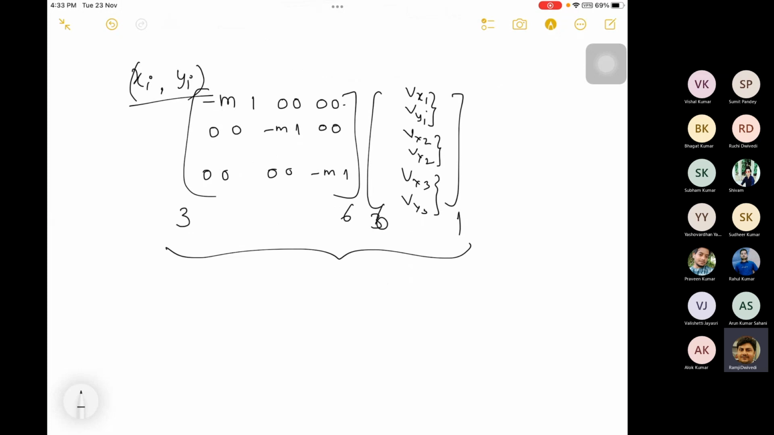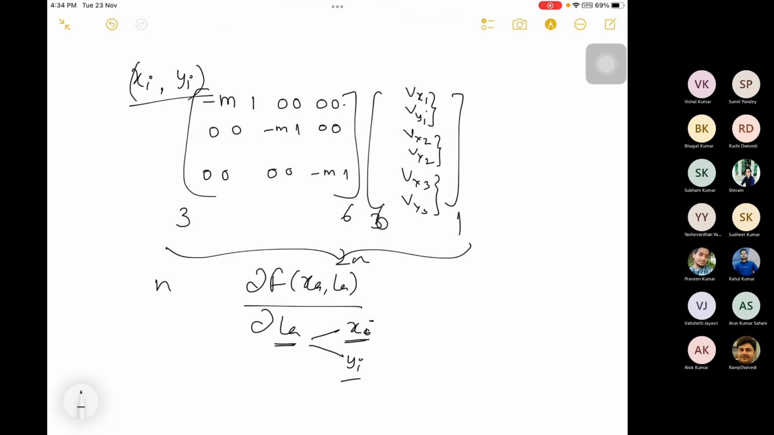This is the component with respect to del F of XA comma LA with respect to del LA. Now LA has two components. One is XI or YI, both the point coordinates, isn't it? You have the point coordinates as your observation. So when you differentiate one by one, then obviously it would become n cross 2n.